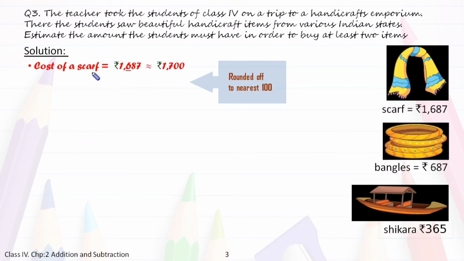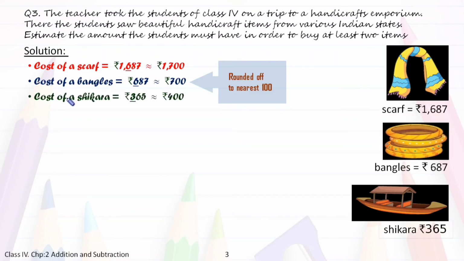So the cost of the scarf, which was actually 1,687, would turn up to be 1,700 if I round to the nearest 100. And the cost of bangles, which is 687, if I round to the nearest 100, 6 is the rounding off place and the digit to its right is 8. 8 is what? More than 5. So I'll add 1 to the rounding off place. So 6 will turn up to be 7, rounded up. And then the cost of the shikara is 365 and hence I'll round up.